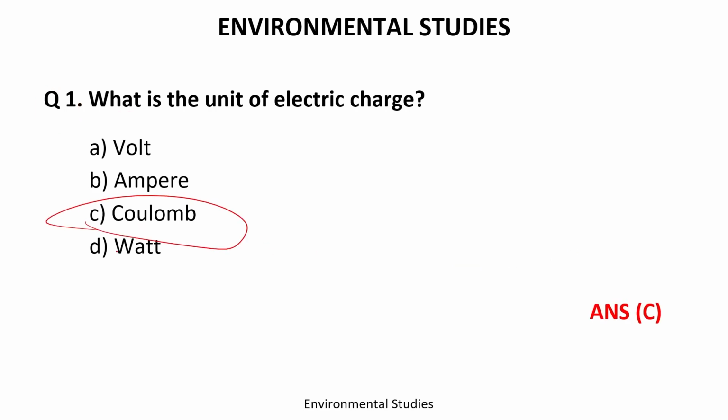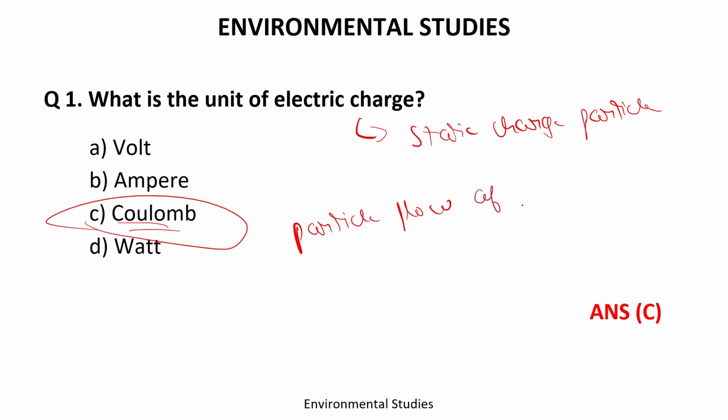Correct answer is C. Alright. So basically, as we have discussed many times, electric charge is the static charge of a particle, okay, with the unit of coulomb. But when there is a flow of charged particles, then this becomes the electric current, okay, and the electric current has the unit ampere.